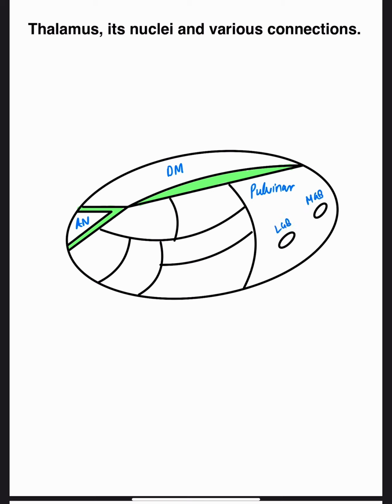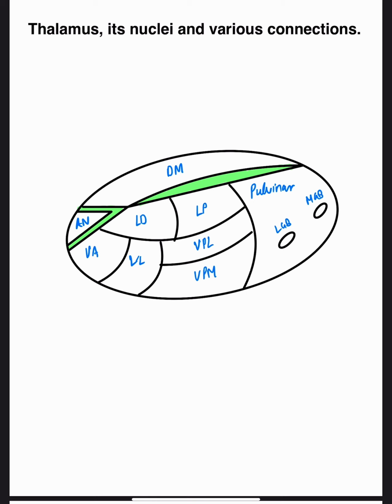And the lateral portion is further divided into the lateral part and the ventral part. The above portion is the lateral part, which we can name the lateral dorsal and the lateral posterior nucleus. In the ventral portion, since it is near the anterior part, it is ventral anterior. Then we have the ventral lateral, and this portion is known as the ventral posterior, which is further divided into VPL, ventral posterolateral, and ventral posteromedial nucleus.